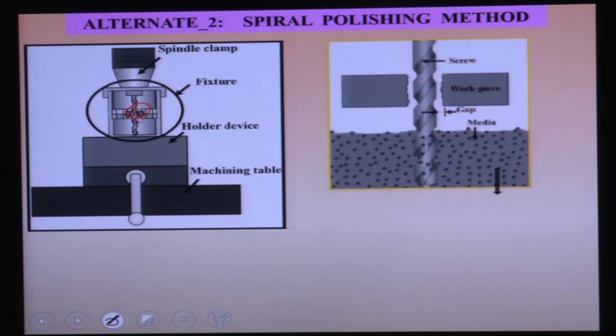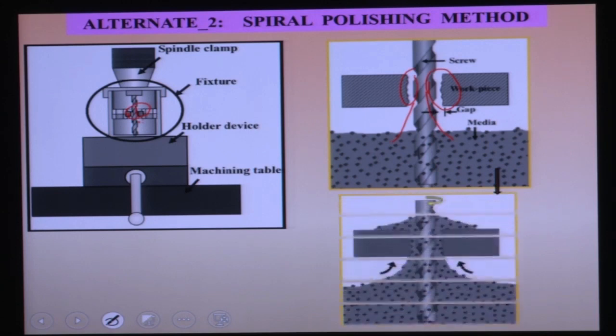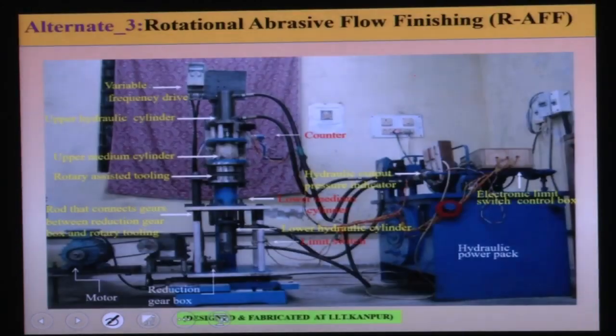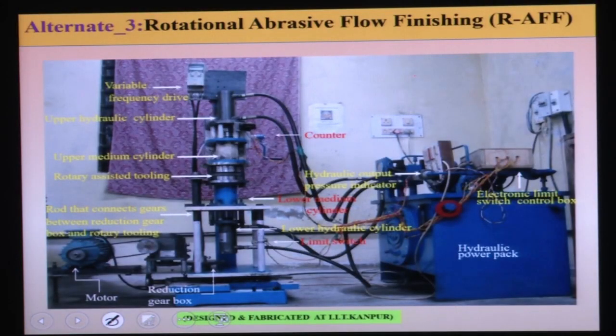Okay, so this is the actual excited view. Here in this zone, when the media is flowing, the internal surface of this workpiece can be polished. Another thing is that you can rotate the media by an external means. So this is called the rotational abrasive flow finishing process. You can rotate this media additionally. Here, the workpiece fixture and tool can be rotated by an external means.